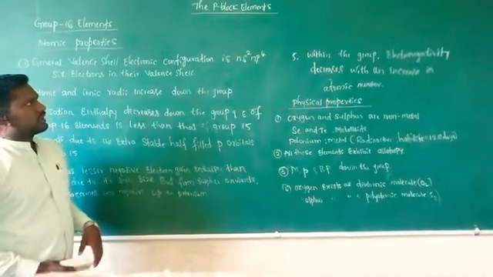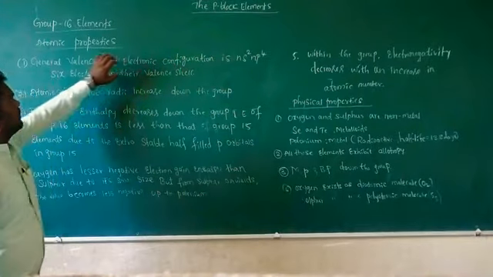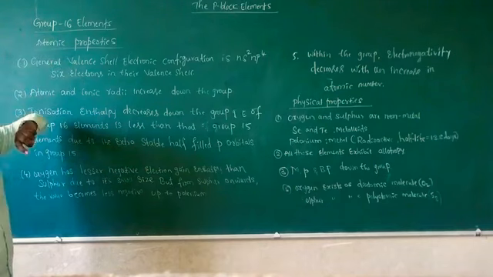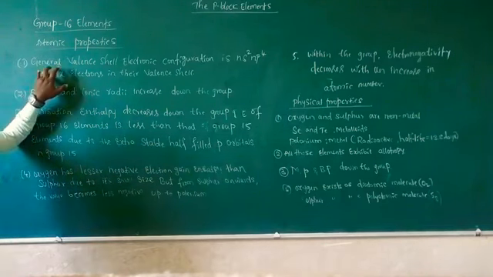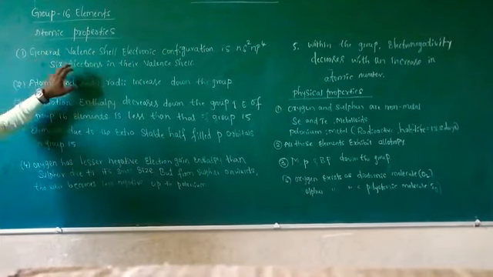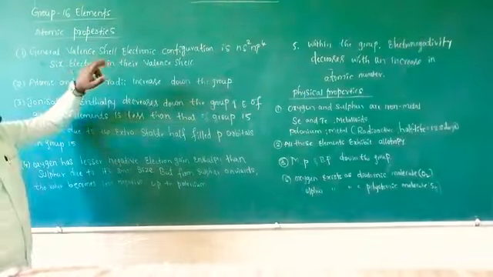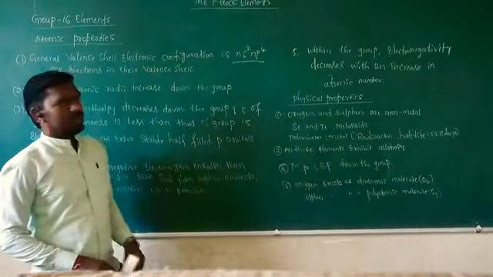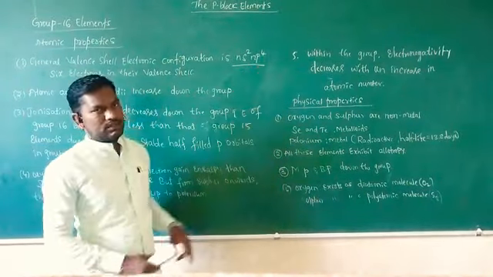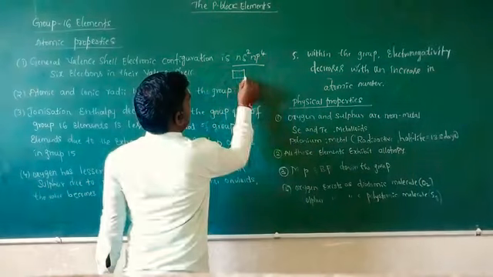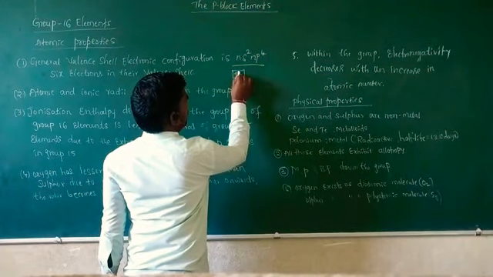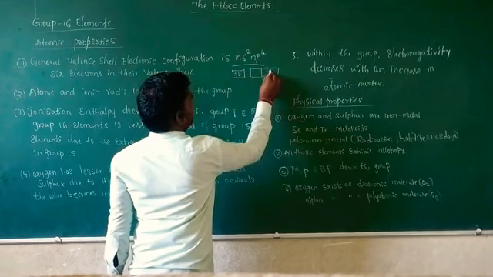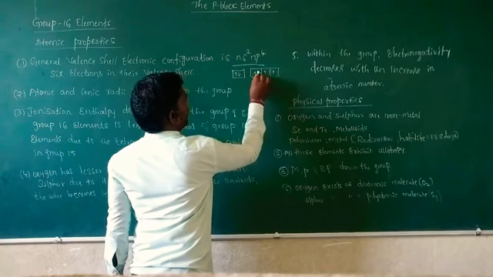Namaste students. Continuing the p-block elements chapter, the group 16 elements, atomic properties of group 16 elements. First, the general valence shell electronic configuration for group 16 elements is ns2 np4: in the s orbital there are 2 electrons, and in the p orbitals there are 4.